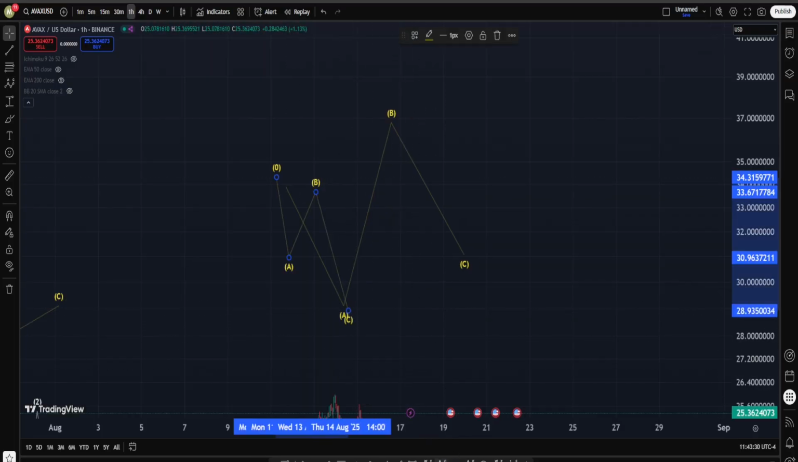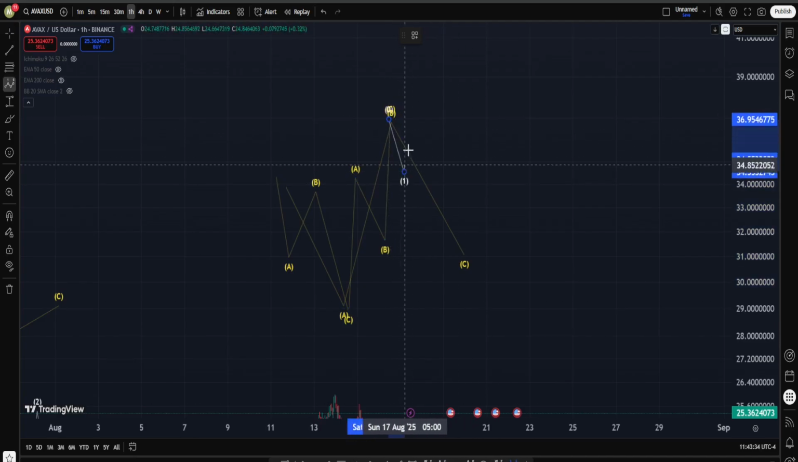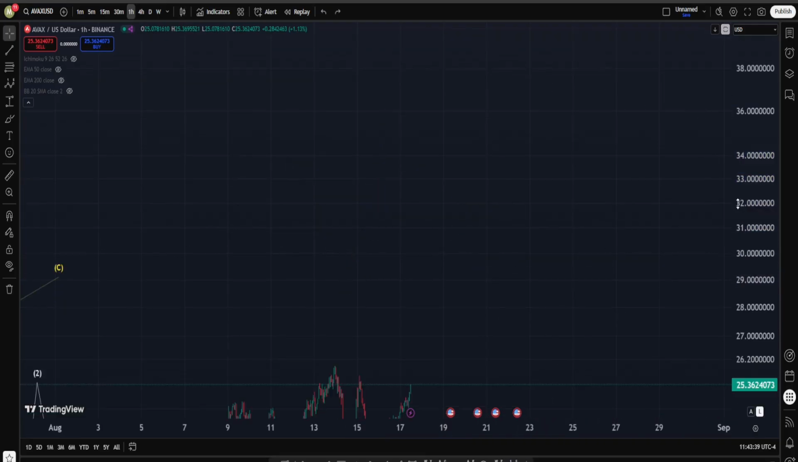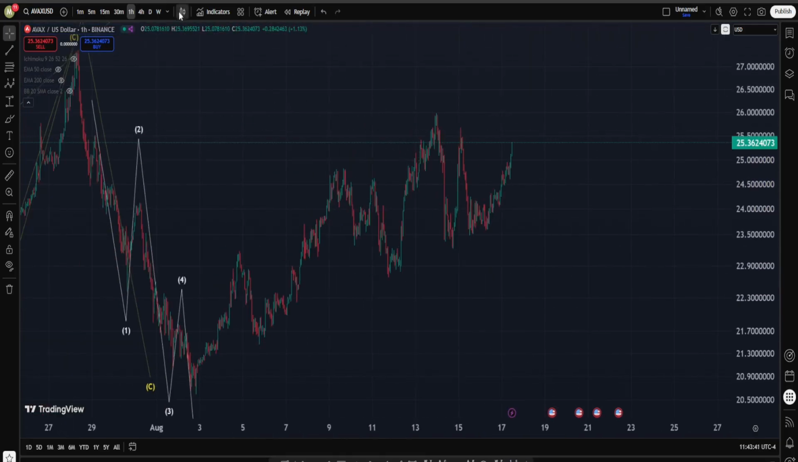And for our sub waves, ABC down into A, ABC into B, and a 1, 2, 3, 4, 5 wave down into our C wave. Now let's go on the live chart and count some waves.